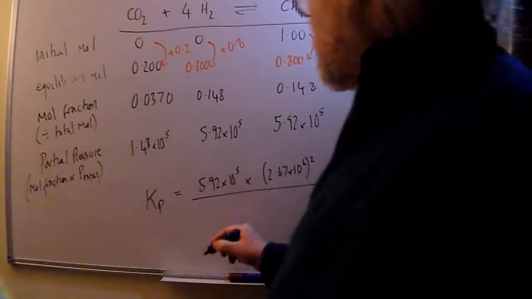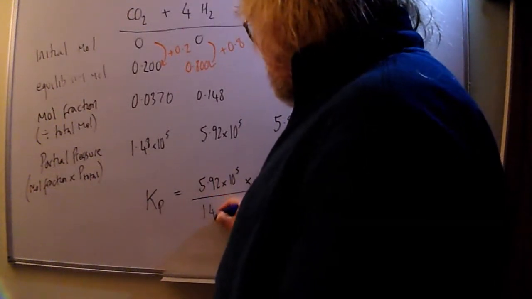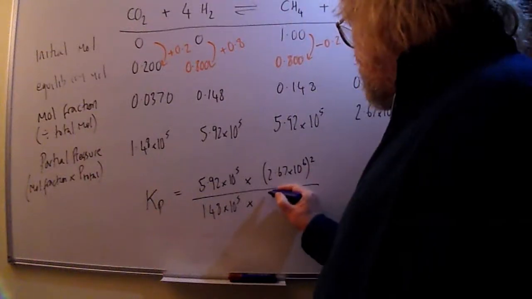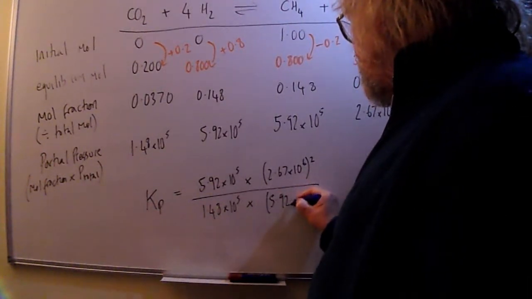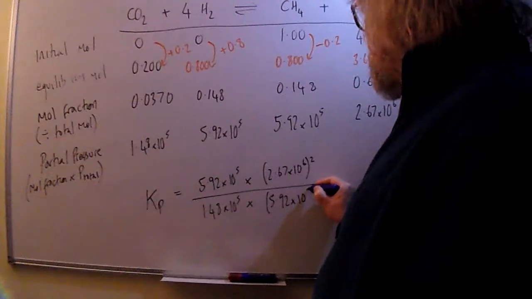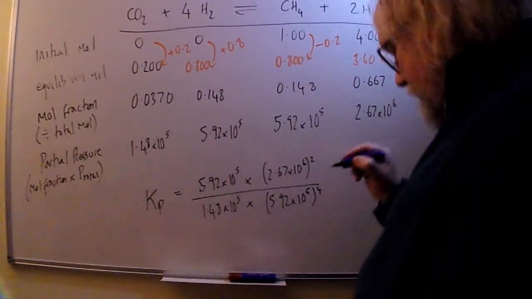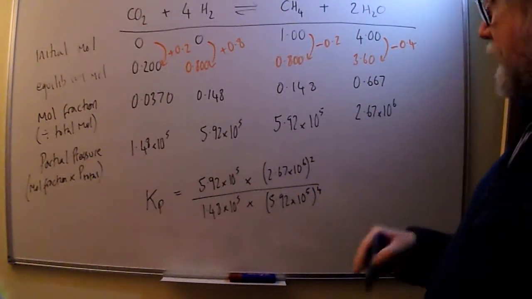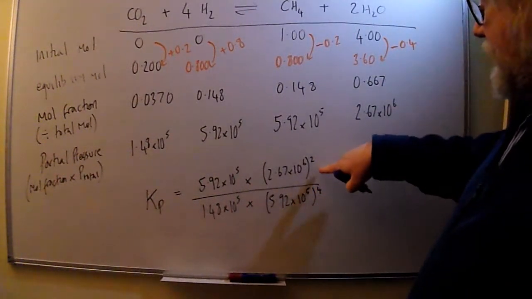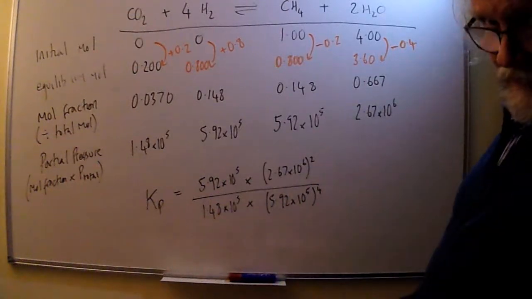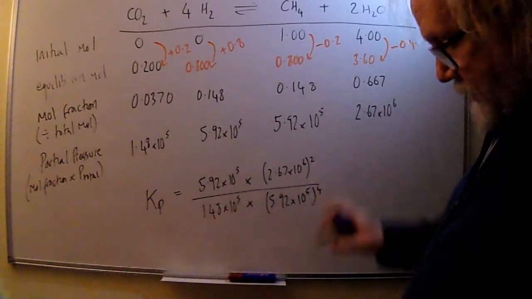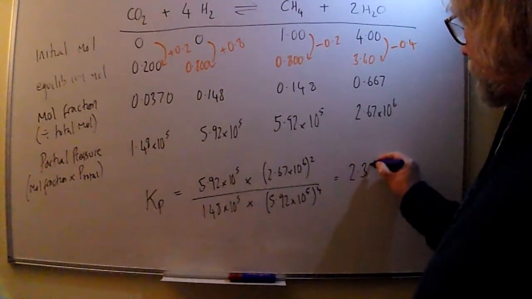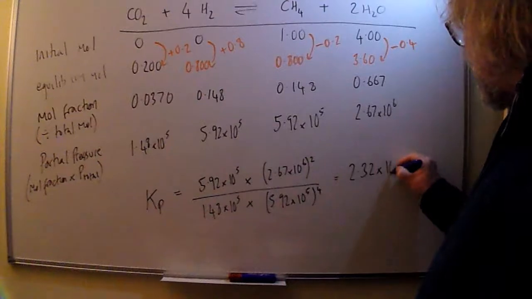And then on the bottom line we have 1.48 times 10 to the 5 times 5.92 times 10 to the 5 to the power 4. Okay, so don't forget to raise those numbers to the appropriate powers. That's a very common mistake, is even when people have written it down there, they don't always enter it into calculators, so make really sure you've done that. If you crunch all of those numbers together, you should get 2.32 times 10 to the minus 10.